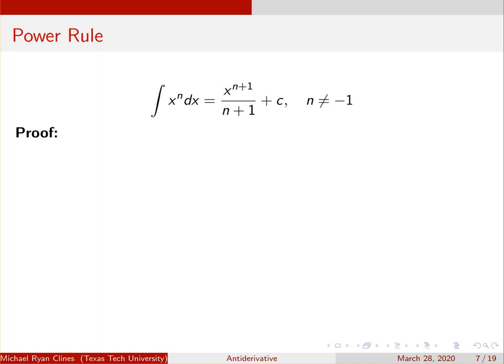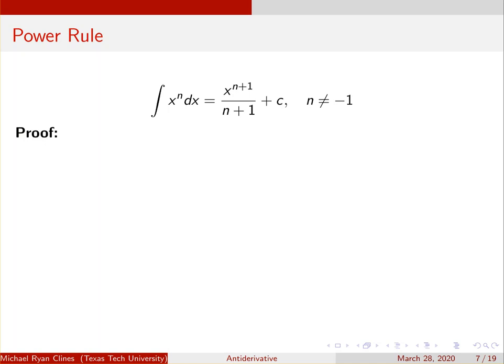In any situation where we're given some integrating rule, like this power rule, for example, the best way to prove it is to take the derivative of the right-hand side. Remember, what we're saying here is x to the n plus 1 divided by n plus 1 plus c is the antiderivative of x to the n. Or in other words, the derivative of x to the n plus 1 divided by n plus 1 plus c, when we take its derivative, is just equal to x to the n.